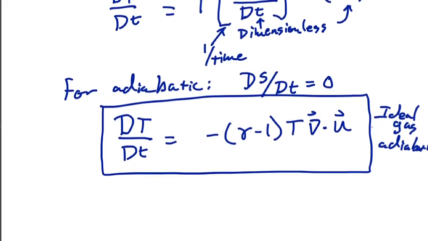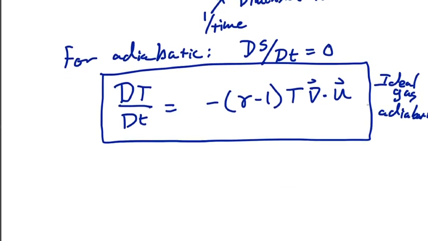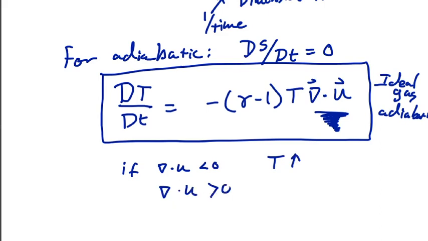As we had seen when we introduced the temperature equation without motivation, the temperature in a Lagrangian sense can change from compression of the fluid by squeezing or expanding the fluid. If we squeeze the fluid, if div u is less than 0, then the temperature goes up when we squeeze it. And if div u is greater than 0, then the temperature goes down as we expand the gas.